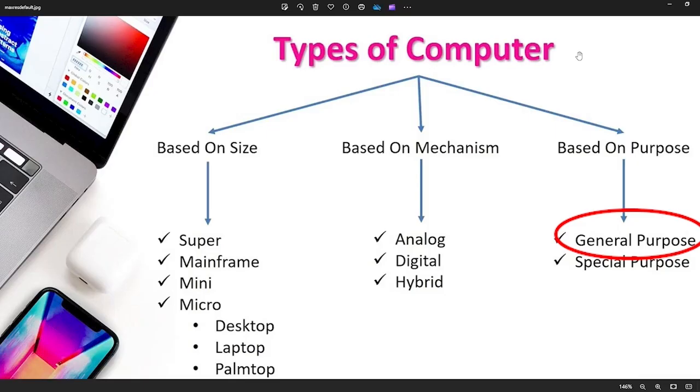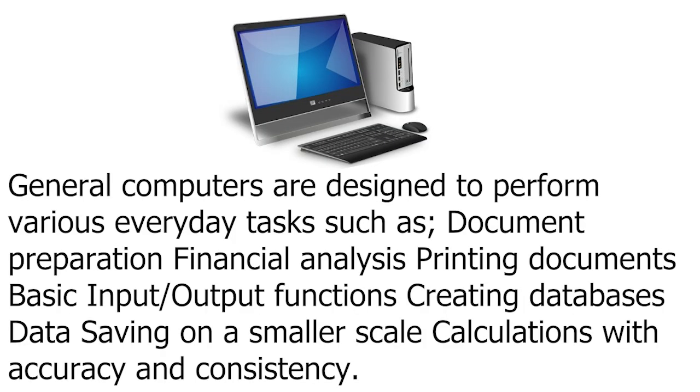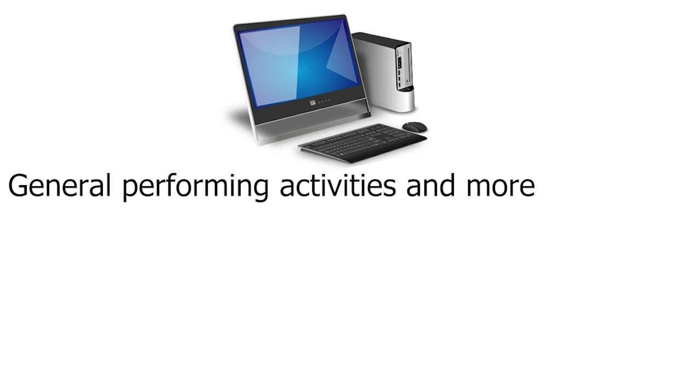Types of computers by their purpose. There are two types of computer. You can divide it by purpose: general purpose and special purpose. First, I am going to discuss general purpose. General purpose computers are designed to perform various everyday tasks such as document preparation, financial analysis, printing documents, basic input-output functions, creating databases, data saving on a smaller scale, calculating with accuracy and consistency, general performing activities, and more.